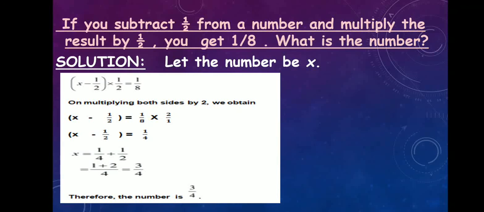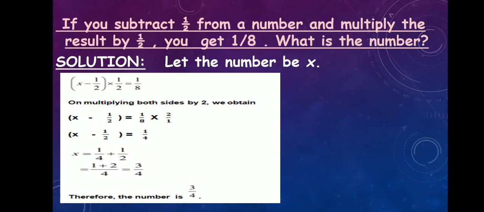Since this 1 by 2 is getting multiplied here, in the next step, when I multiply this 1 by 2 on the other side, it will reciprocate itself. So that means it will become x minus 1 by 2 is equal to 1 by 8 into 2 by 1. That means on cancellation on the right hand side, it will be 1 by 4.